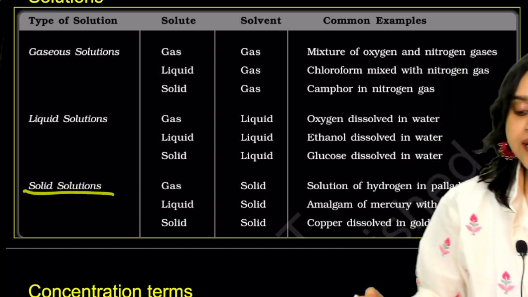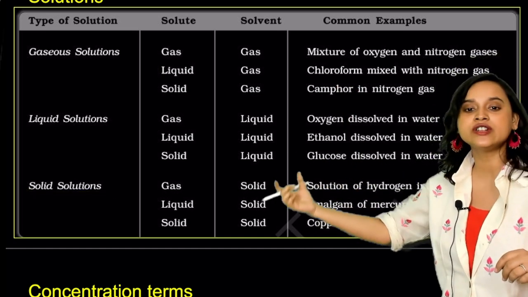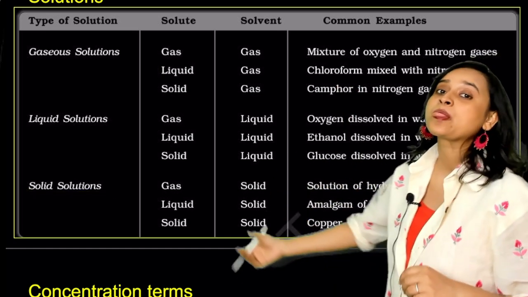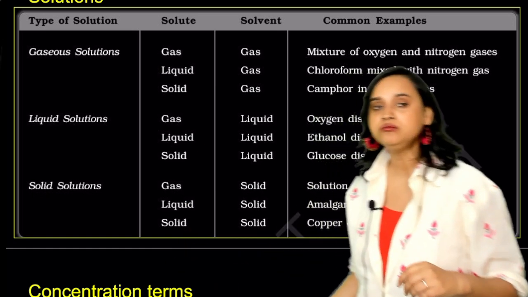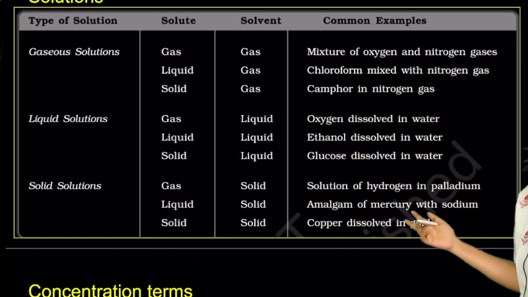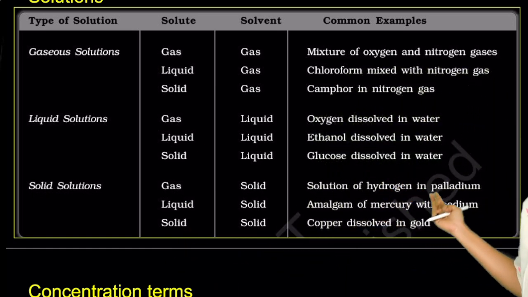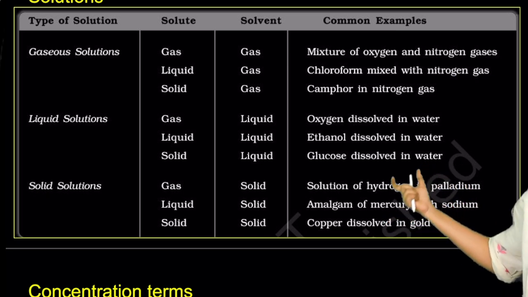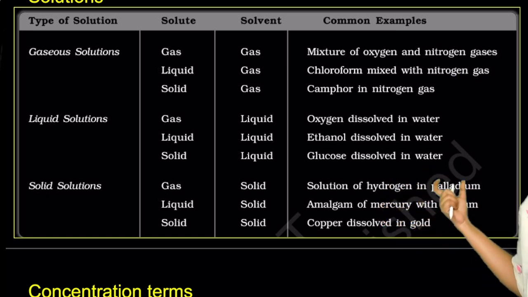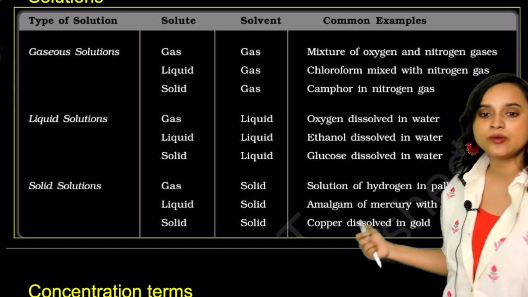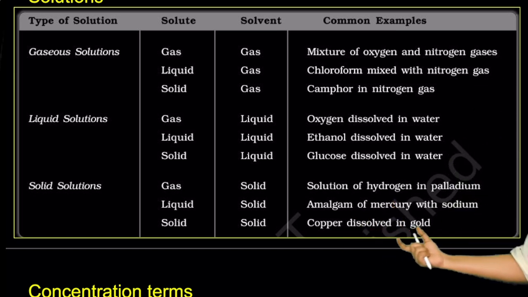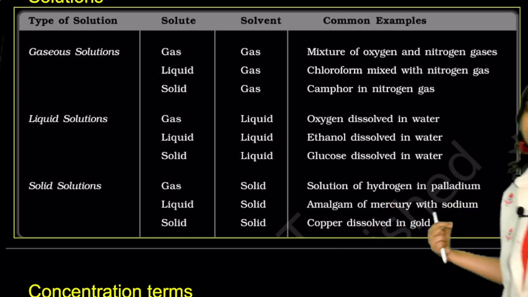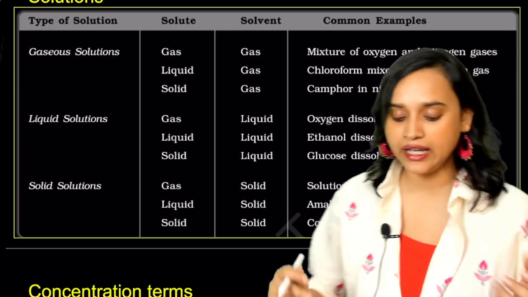Moving ahead, let's talk about solid solutions. That means the solvent is going to be solid. The solute can be gas, liquid, or solid. The example can be a solution of hydrogen in palladium, that means a gas dissolved in solid. You can have an amalgam of mercury with sodium, which is liquid in solid, and you can have copper dissolved in gold, that is solid in solid.